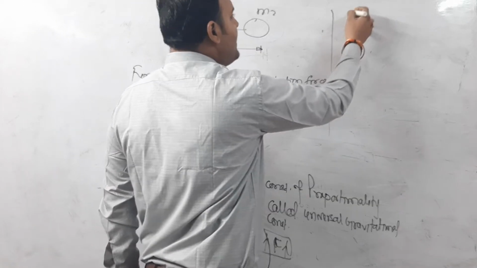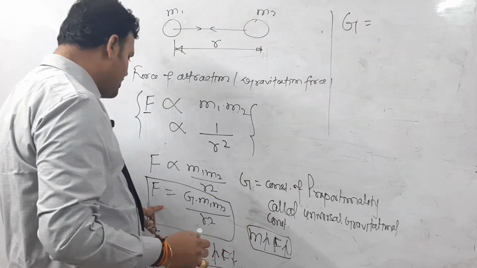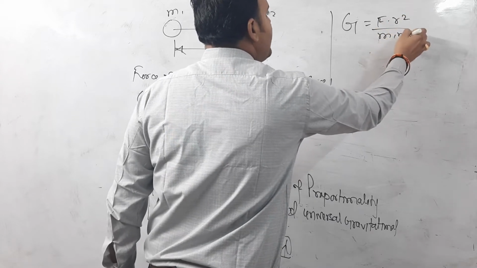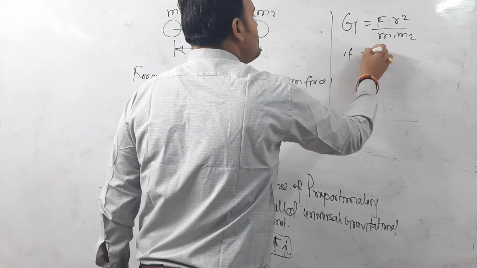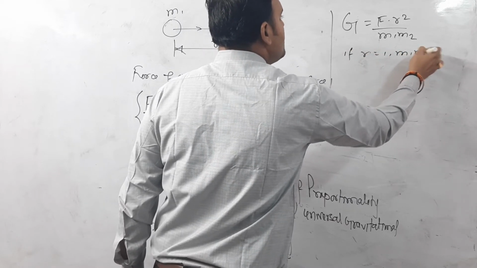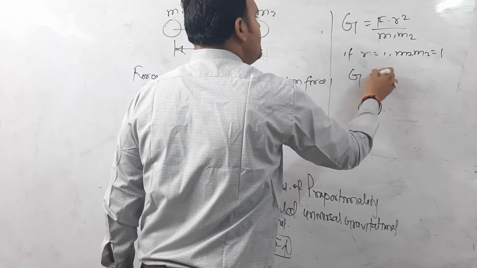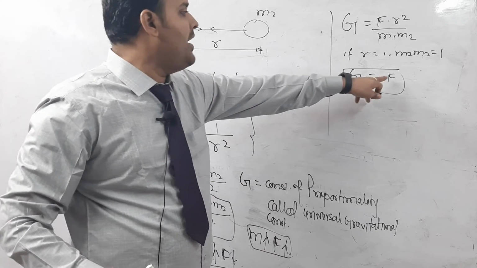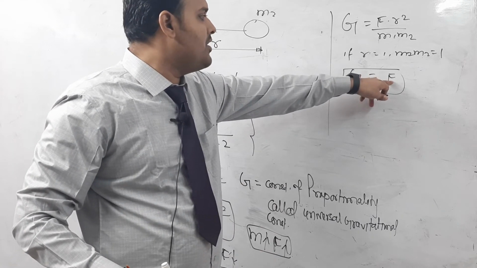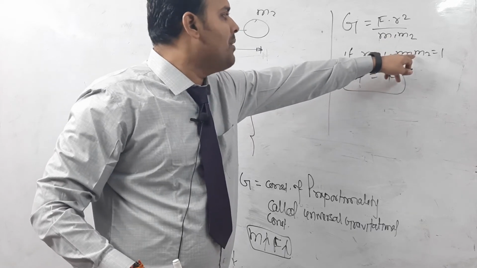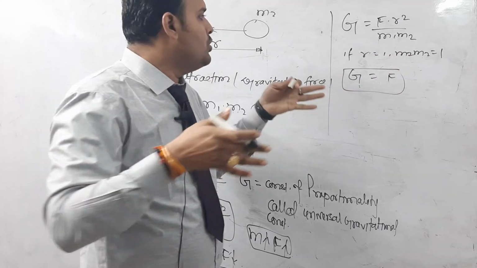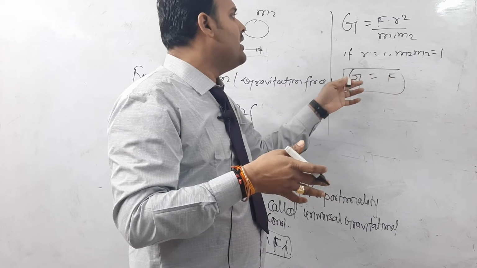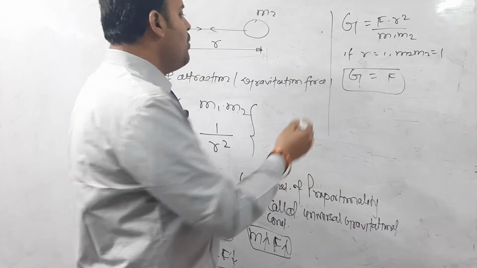Now here we can define G, dear student. What will be G, the universal gravitational constant? G equals F into r square by m1 m2. How can we define it? It's simple. If r equals 1 and m1 and m2 equal 1, then G will be F. So the universal gravitational constant can be defined as the gravitational force of attraction between two unit masses placed at unit distance. If two unit masses are placed at unit distance, then the gravitational force is nothing but the universal gravitational constant.